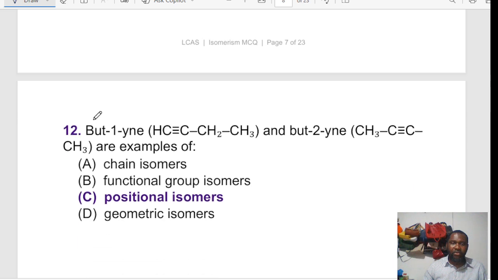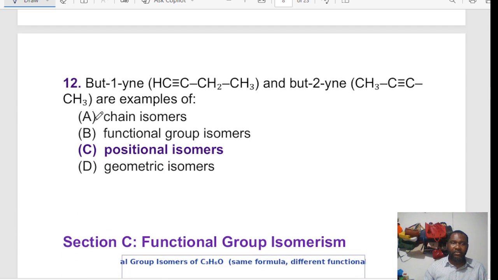Okay. So the next one says but-1-yne. This is but-1-yne. 1, 2, 3, 4. But-1-yne. Yne means a triple bond, an alkyne, and but-2-yne are examples of positional isomers. There are no two ways about that. I hope this makes sense. You could also have something like, okay, probably we are going to see that in the next video.